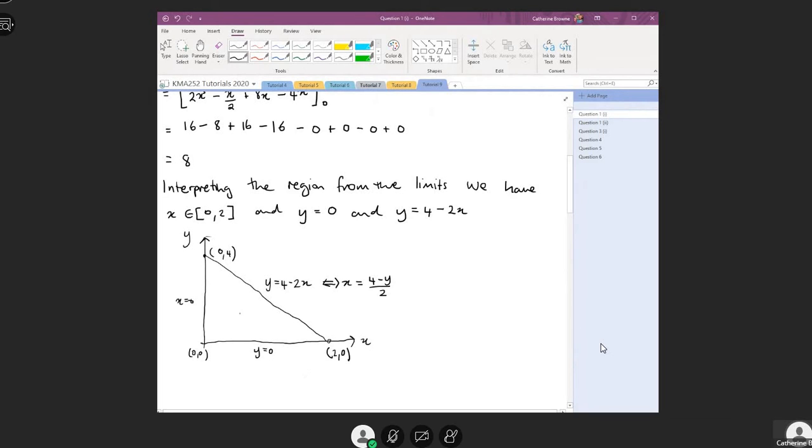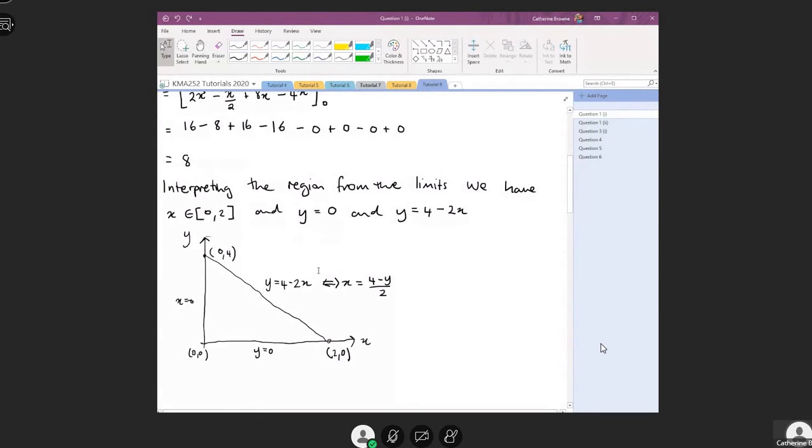So the first time we did it, we integrated y from y equals 0 up to this line here, and then we integrated x from 0 to 2. But when we reverse it, we're going to integrate x from x equals 0 up to the line x equals 4 minus y on 2, and then we're going to integrate y from 0 to 4 because we found the intercept there. Does that make sense to everyone?